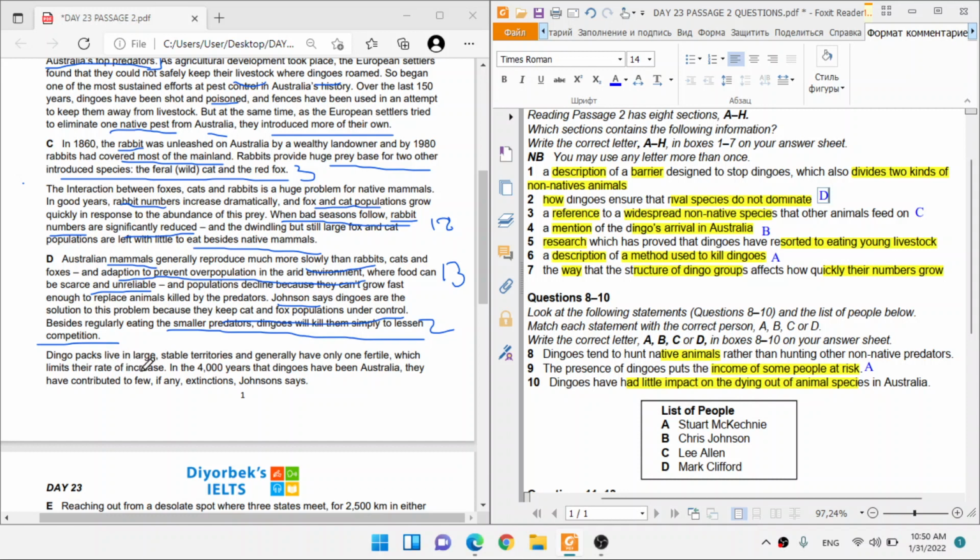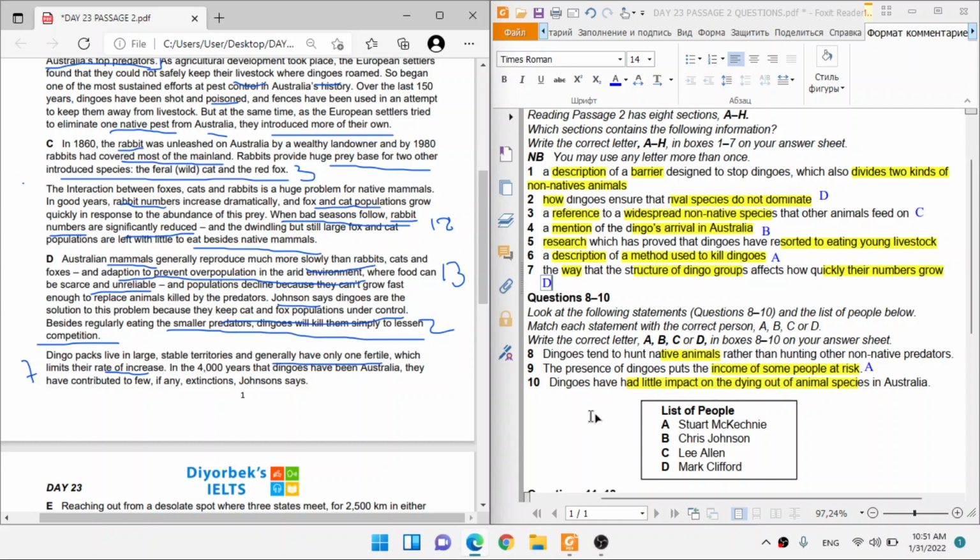Dingo packs live in large, stable territories and generally have one fertile female. Okay, now they're talking about structure. Only one fertile means that there's only one animal that breeds and reproduces, and that limits their rate of increase, which affects how quickly their numbers grow. That's going to be another D. That's the way their structure works: they live in packs and there's only one fertile.